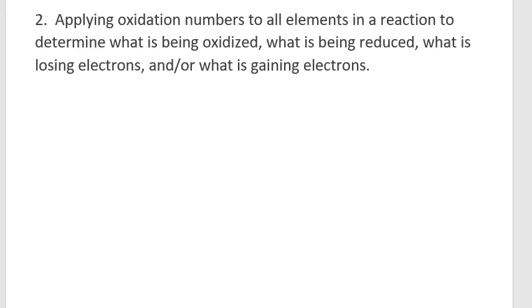So it's not just about identifying oxidation numbers, it's also applying them to reactions. So for instance, on the Regents, there was a question where the students were asked, what happens to the nickel atoms in this equation?